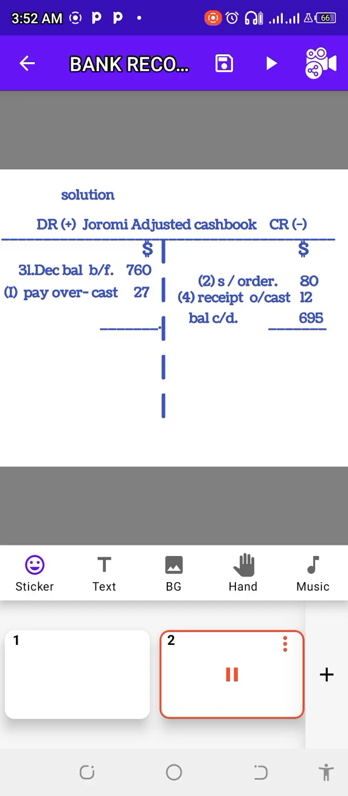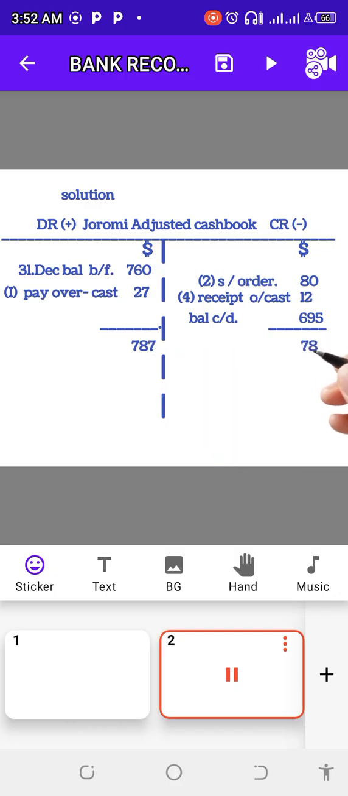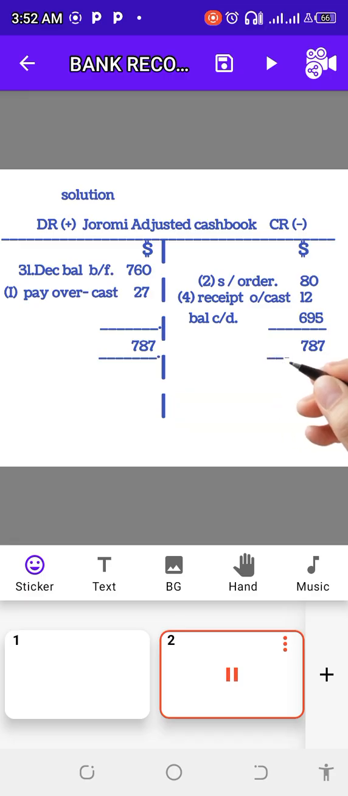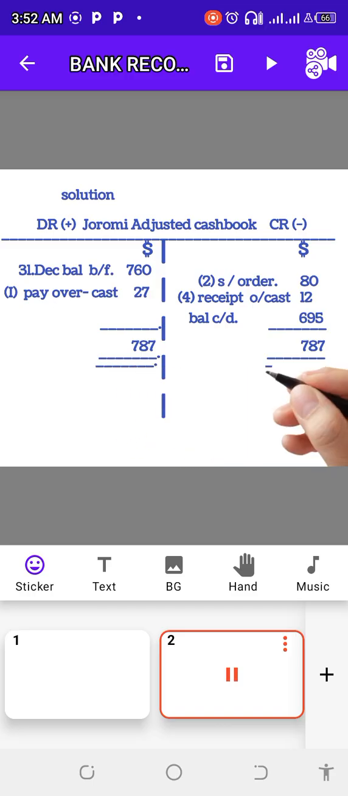760 plus 87 is 787. 787 minus all the debit side, we have 695. So 695 is the balance brought down from the adjusted cash book. From the adjusted cash book, we have what? Yes, that is what we have in the adjusted cash book, and we bring it down as balance brought down.